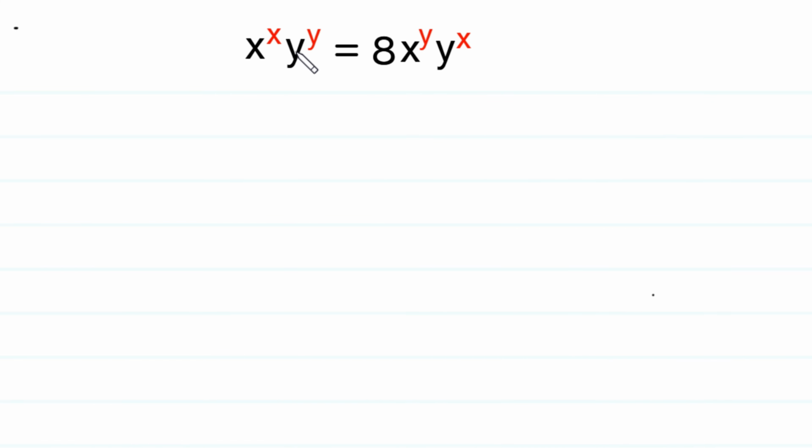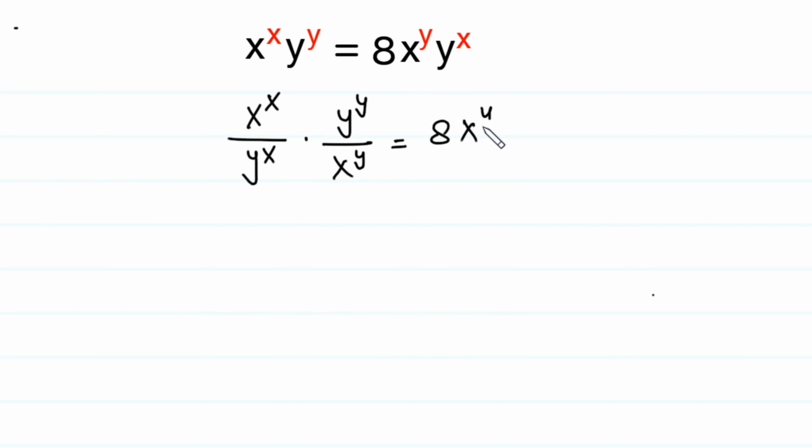The equation is x to the power x times y to the power y is equal to 8 times x to the power y times y to the power x. First of all, we divide both sides by x to the power y times y to the power x. x to the power x times y to the power y, divided by x to the power y times y to the power x, is equal to 8x to the power y times y to the power x divided by x to the power y times y to the power x.